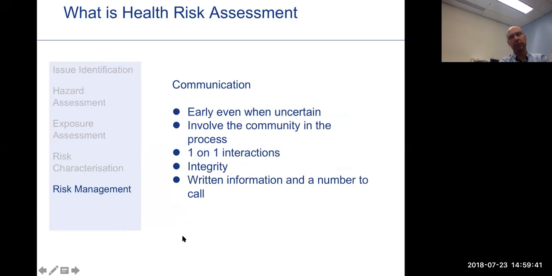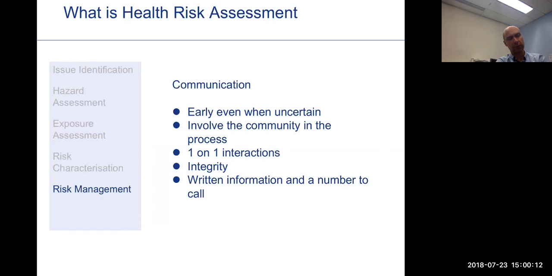So, communication. I just wanted to hammer home a few of these points, some of which I mentioned along the way. The first is communicate early. Never fall into a trap of saying, oh, I just need more information before I talk to them. We'll just wait a few months and gather the detailed health risk assessment. You need to communicate early and recognise the uncertainties.